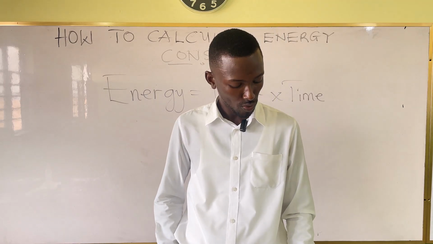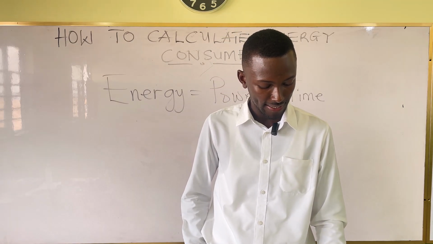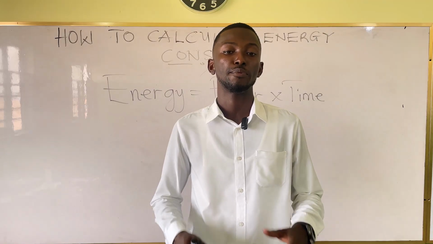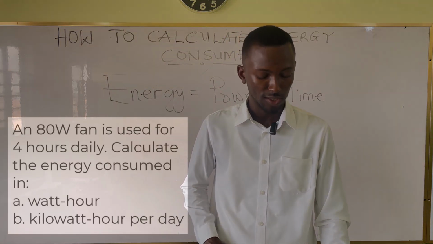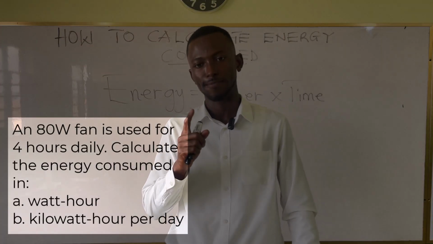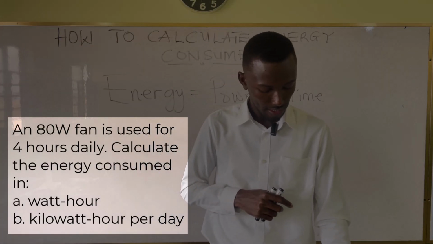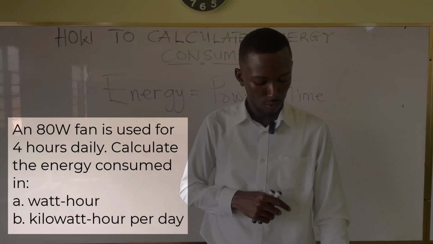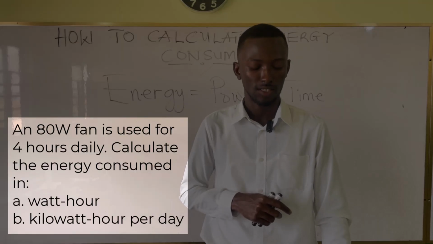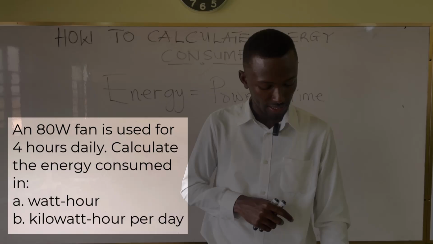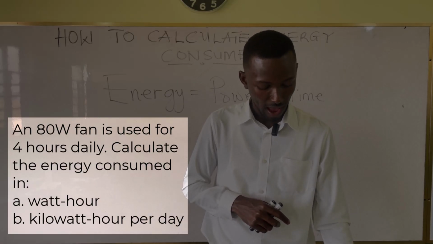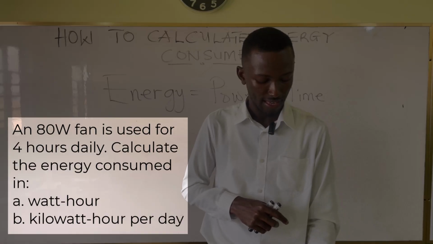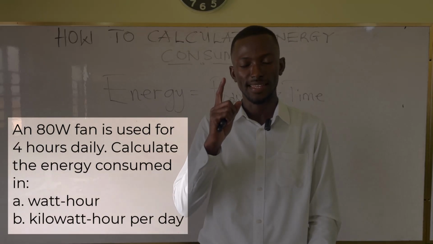Okay. For our next question, we are going to look at the energy consumed over a period of time. So write the question down. An 80-watt fan is used for 4 hours daily. Calculate the energy consumed in watt hour and then in kilowatt hour per day.